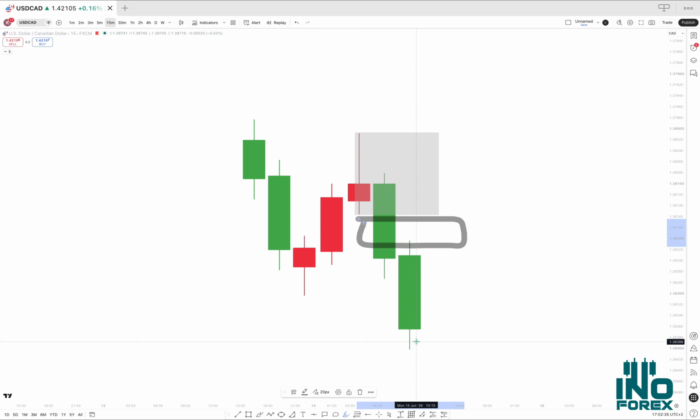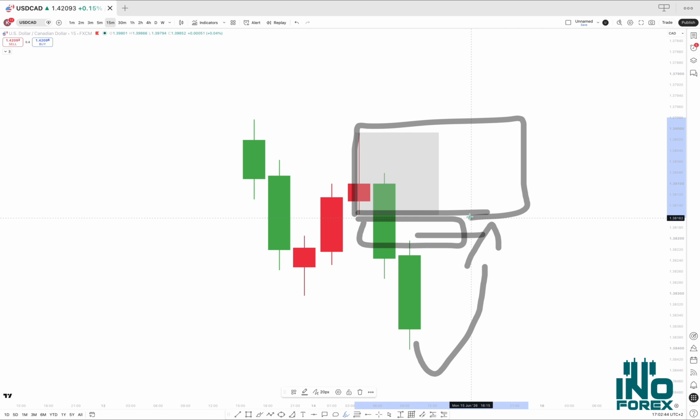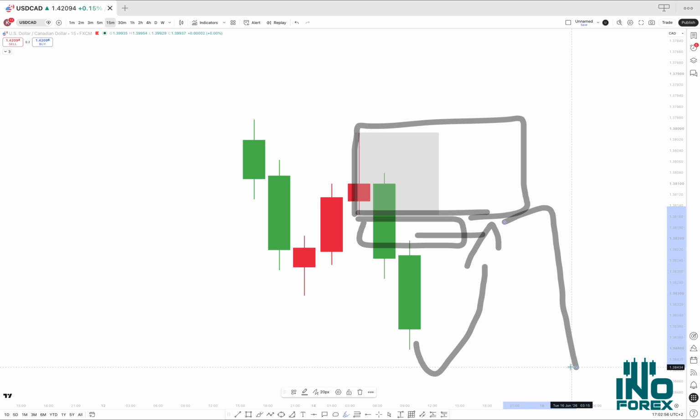That's why we're expecting that the market will again push to the upside to fill this fair value gap, and then after mitigating this order block, we're expecting the sellers to push the market to the downside.